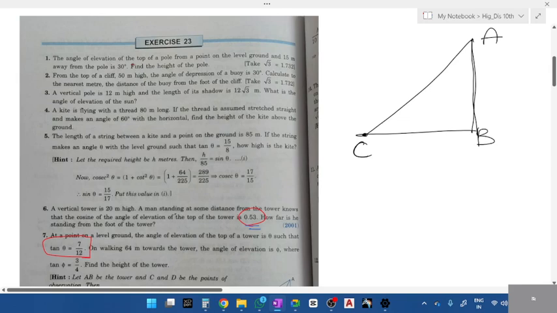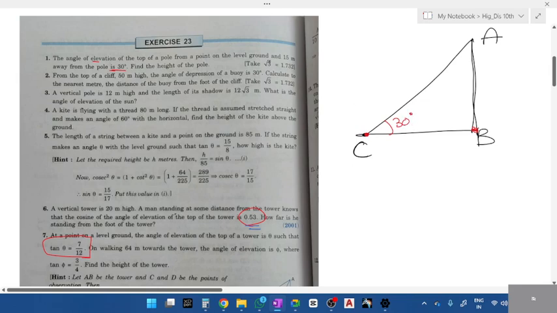Now look at this. The angle of elevation at the top of a pole from a point at the ground level. What are the 2 points present at the ground level? B and C, right? 2 points. In this, which one will be the angle of elevation? B or C? What's the degree given?